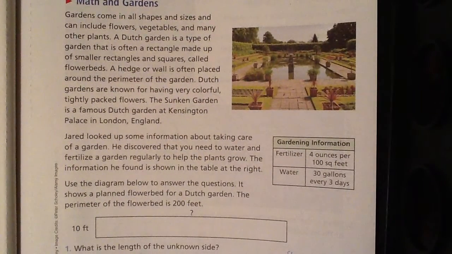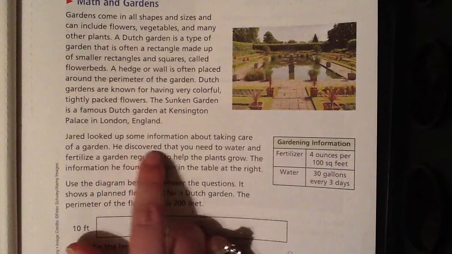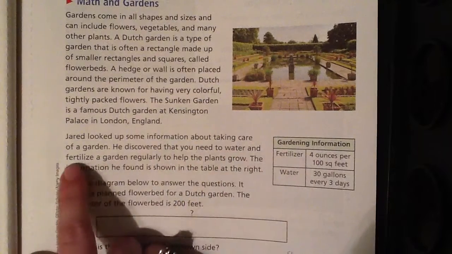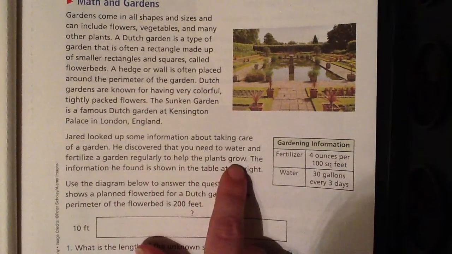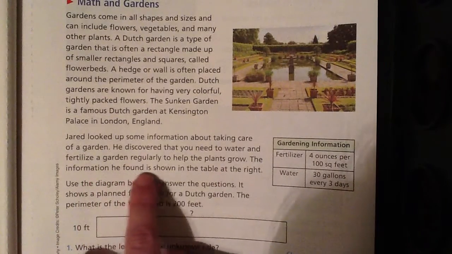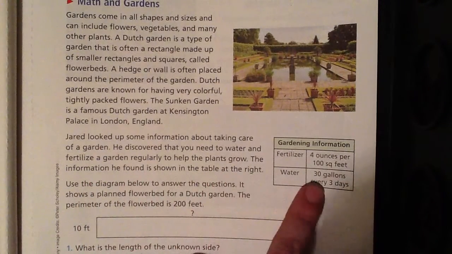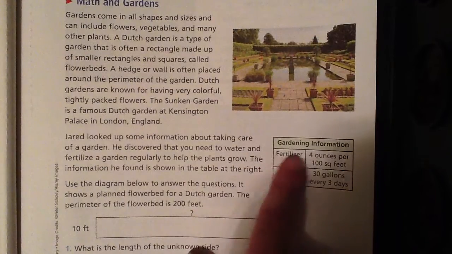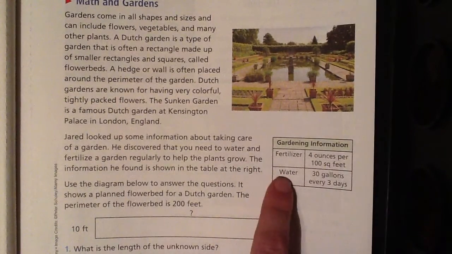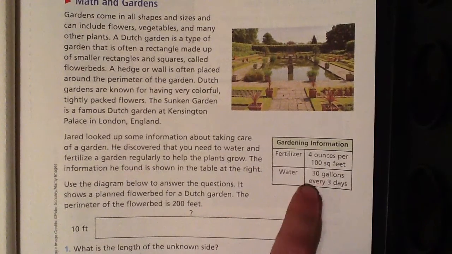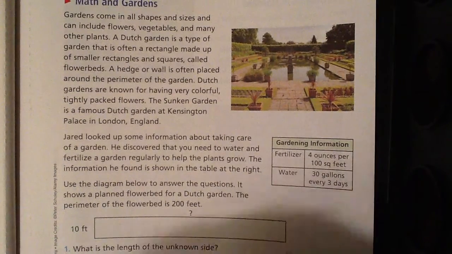Jared looked up some information about taking care of a garden. He discovered that you need to water and fertilize a garden regularly to help the plants grow. The information he found is shown in the table at the right. Fertilizer, 4 ounces per 100 square feet. Water, 30 gallons every 3 days.